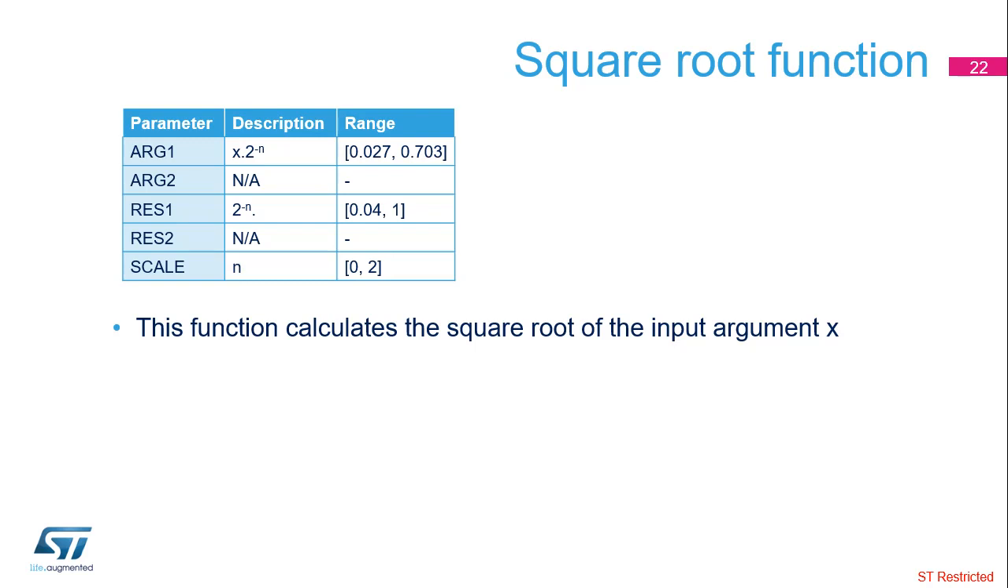The scaled value x times 2 to the minus n is programmed in arg1, and the factor n must be programmed in the scale parameter. The secondary argument is unused. The primary result, res1, is the square root of x. Res1 must be multiplied by 2 to the n to obtain the correct value. The secondary result is not used.